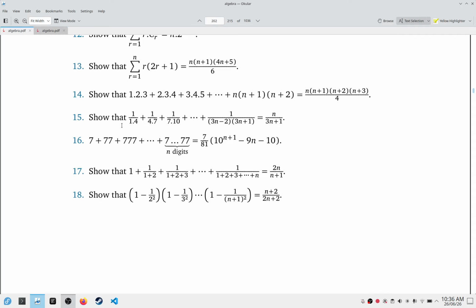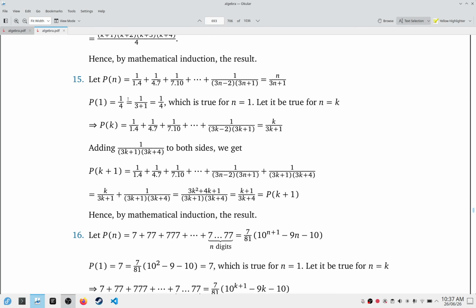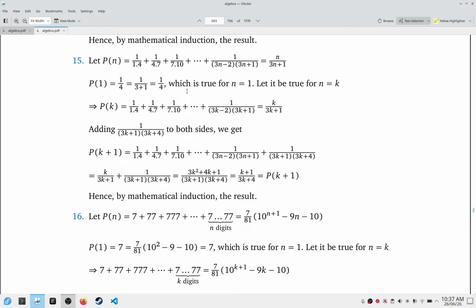Question 15 says that show that 1 over 1 times 4 plus 1 over 4 times 7 plus 1 over 7 times 10 up to 1 over (3n minus 2) times (3n plus 1) is equal to n over 3n plus 1. So as usual, we put n is equal to 1 in Pn. So the left hand side becomes 1 over 4 and right hand side becomes 1 over 3 plus 1, which is 1 over 4. So it is true for n is equal to 1.